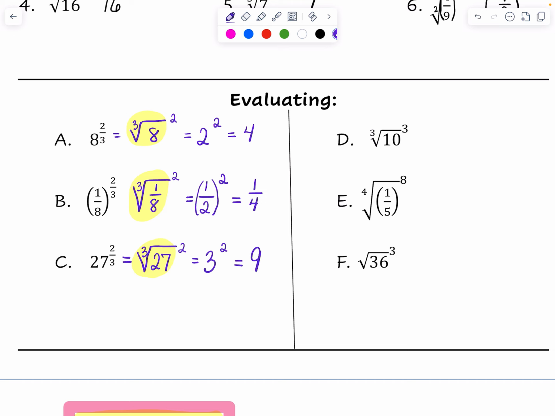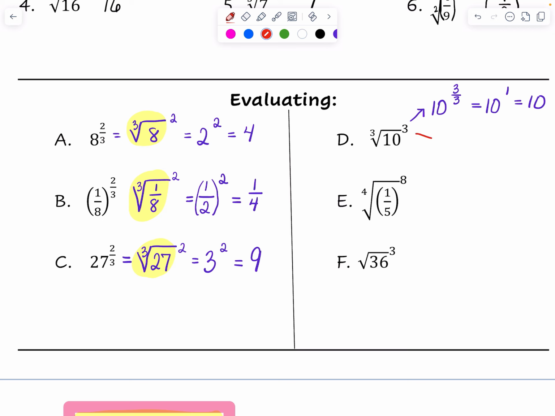All right, so what about letter D? This one's in radical form. Now, there are 2 ways to actually do this one, and sometimes there is more than one way. So we've got to look at both of them. Let's look at the first option. If I want to turn this into rational form, I would have 10 to the 3 over 3 power. That is the same thing as 10 to the first power. That would give me 10. So the cube root of 10 to the third power is 10.